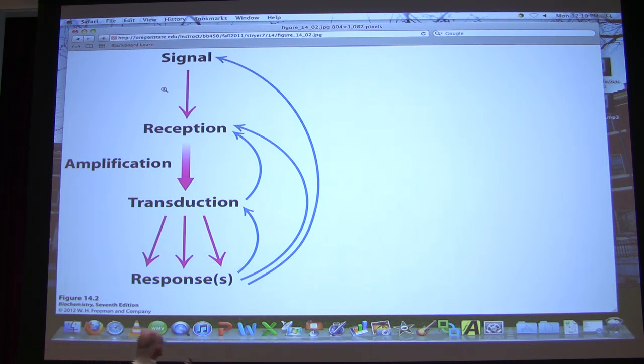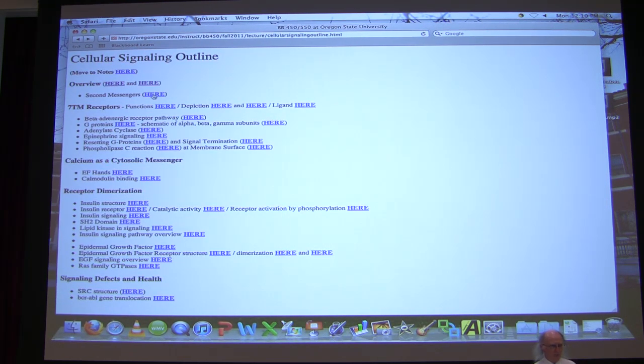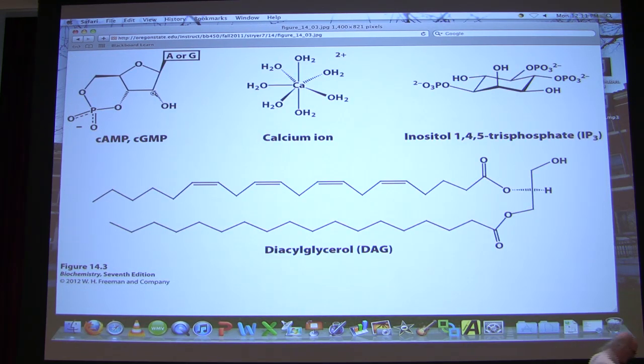Okay. So now, turning this process off is also important. I will spend more time talking about turning the processes on, but I will point out to you some places where turning them off is an important consideration. Okay. Now, I want to introduce a term to you, second messengers, before I introduce a term to you, first messengers. And that's kind of odd, but I need to do that. So what is a second messenger? A second messenger is a molecule inside of a cell. And it's a molecule inside of a cell that is made as part of that signal transduction process.